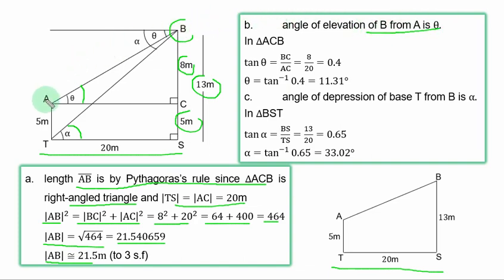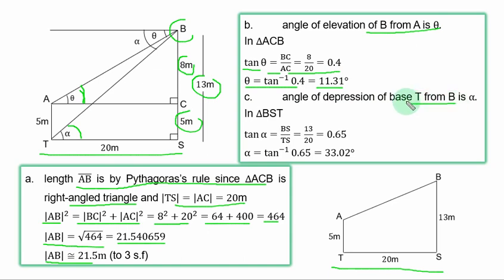B part of the question, angle of elevation of B from A. B from A, you go to A and the angle is theta. Here is 8, here is 20. That is opposite and adjacent. We have tan theta equal to BC over AC. You have it in this form. To get theta, take the inverse of tangent of both sides, and that is 11.31 degrees.